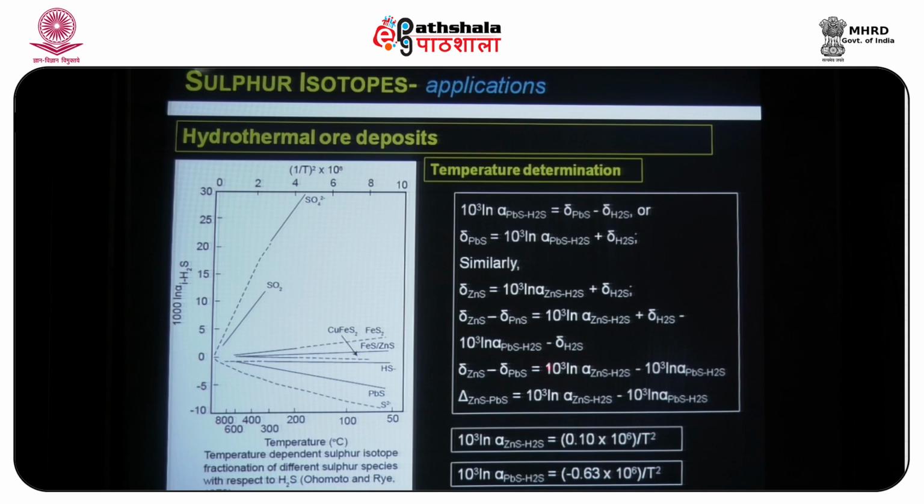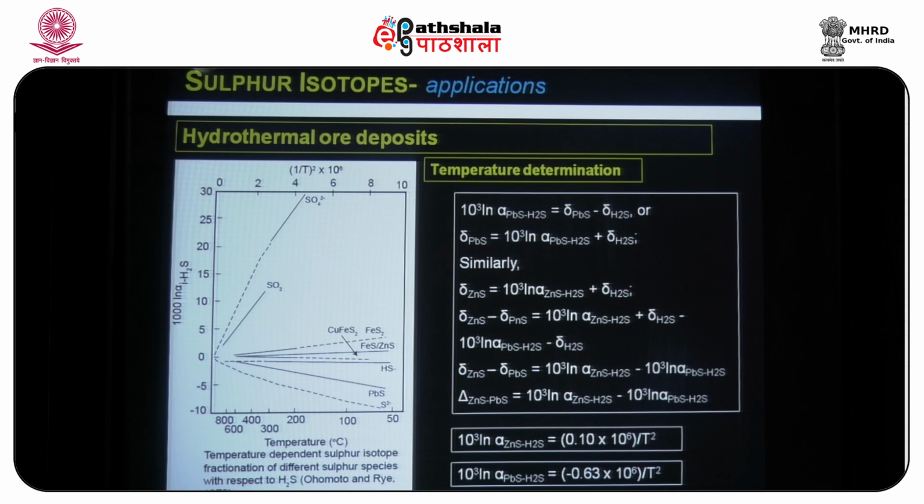Now, these are already experimentally determined. We know the temperature dependence, as I have already shown. This is ZnS versus H2S. So, we know this temperature dependence of ZnS versus H2S, and this PbS versus H2S, from these figures. So, these are all known, and these delta values we can obtain from the samples we are studying. So, using these equations we can find out the temperature-dependent fractionation factor of the different sulfide minerals, and from that we can find out the temperature.